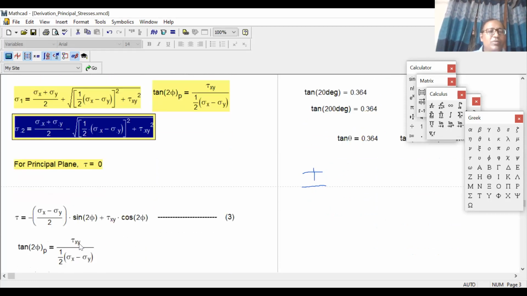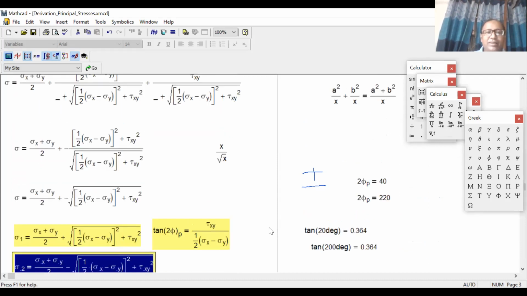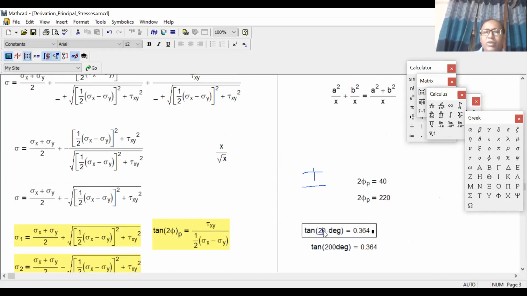Now, what about the shear stress? I know that if theta equal to 20 degree, I got sigma maximum. I know, okay, but what is the shear stress here? Theoretically, we know, I told you it will be 0. But what is the proof?